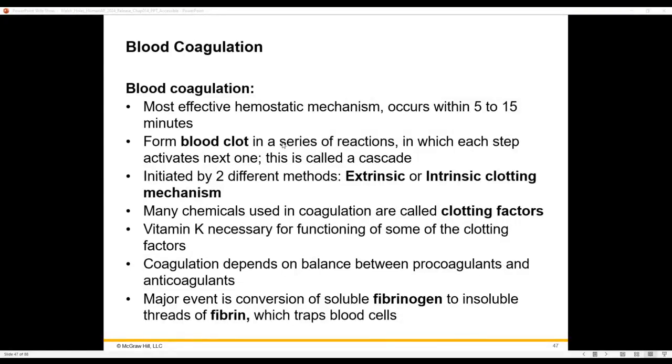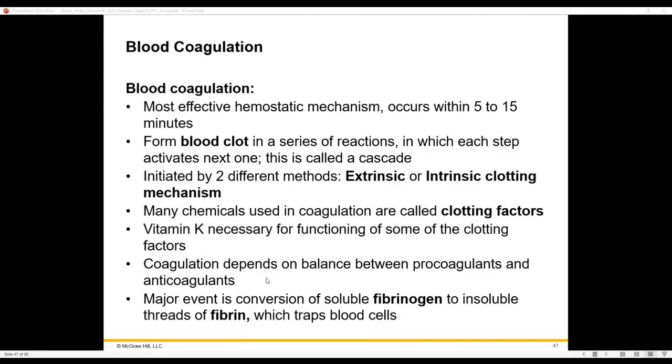Okay, blood coagulation is the most effective hemostatic mechanism, which occurs within 5 to 15 minutes. Blood clots form in a series of reactions in which each step activates the next one, and this is called a cascade. It's initiated by two different methods, the extrinsic or intrinsic clotting mechanism. Many chemicals are used in coagulation and are called clotting factors. Vitamin K is necessary for the functioning of some of the clotting factors.